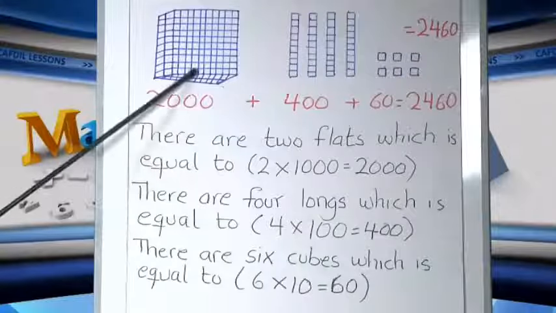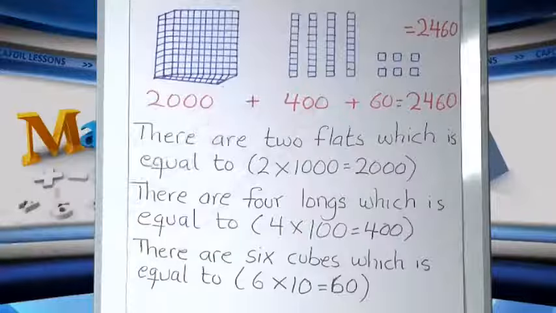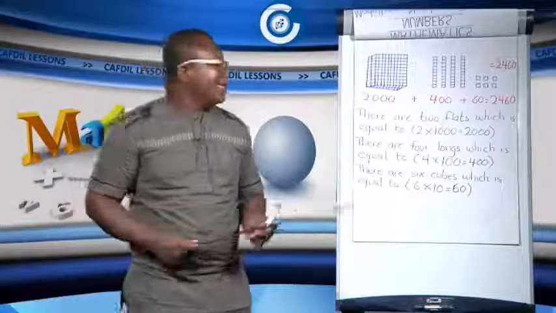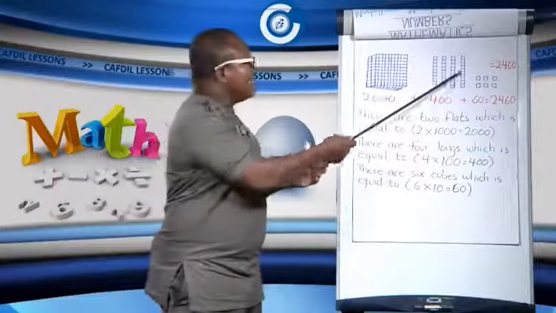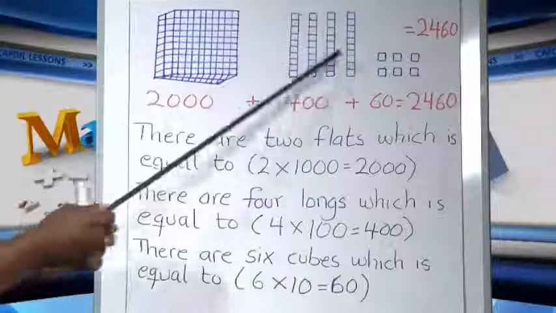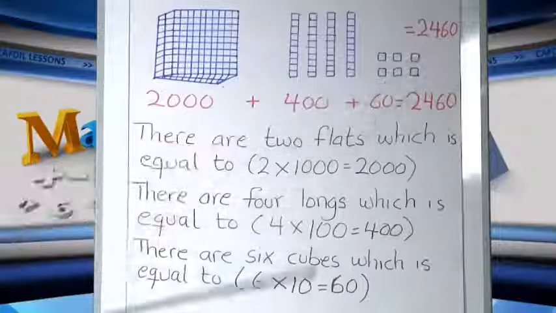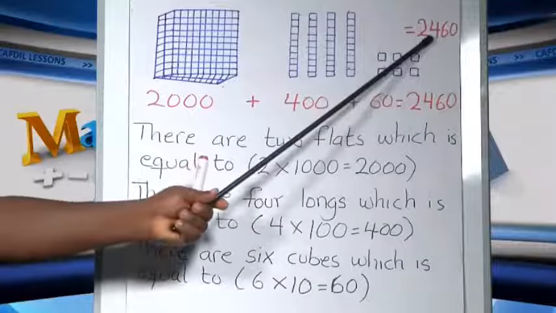So with this diagram or with this picture, if they ask you to write the number represented, the number represented is going to be 2,460. That is the number there.